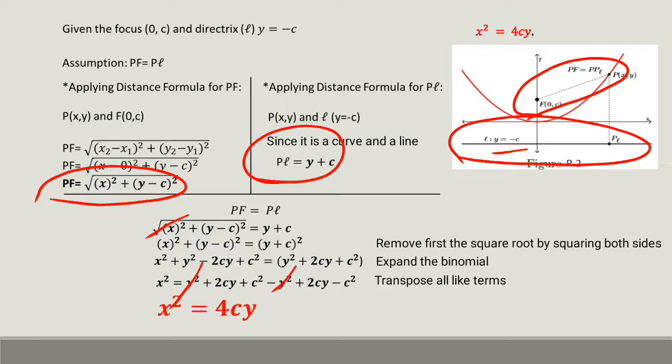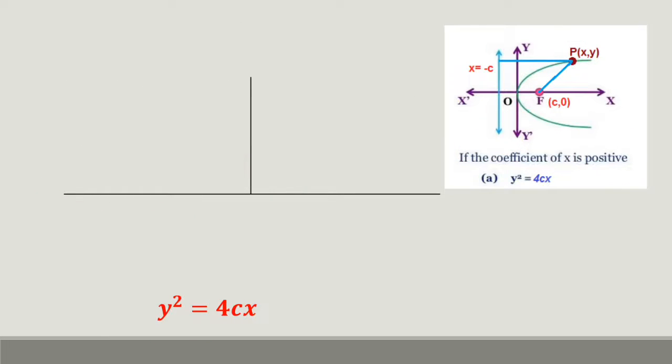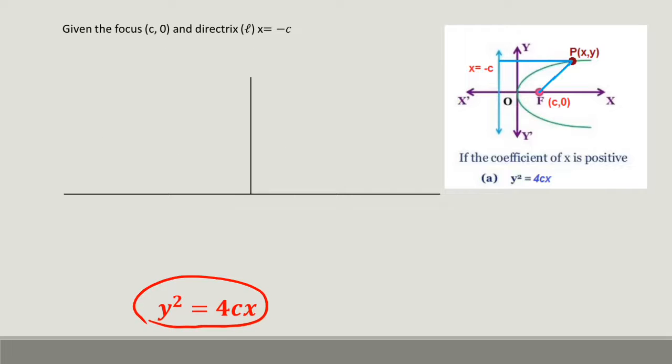Meron tayong c squared. So, matitira sa atin is 2cy plus 2cy. So, we have the equation of x squared is equivalent to 4cy. So, i-derive naman natin ang equation ng y squared is equivalent to 4cx. So, meron tayong given that is (c, 0) para sa focus and the directrix of x is equivalent to negative c.